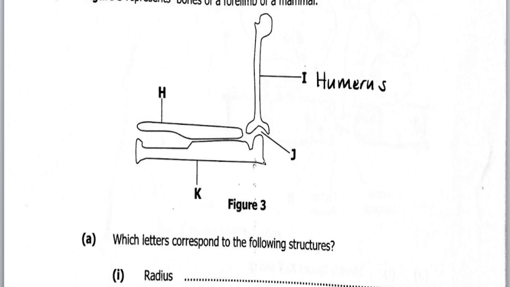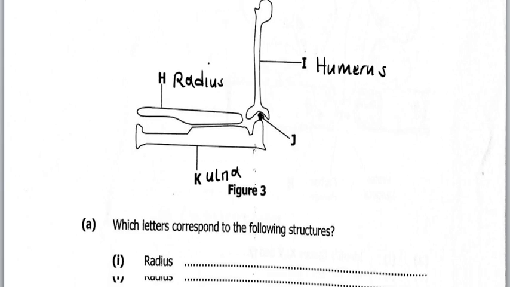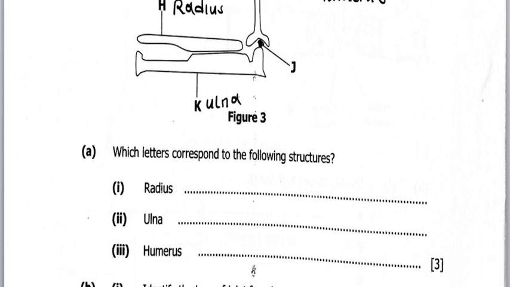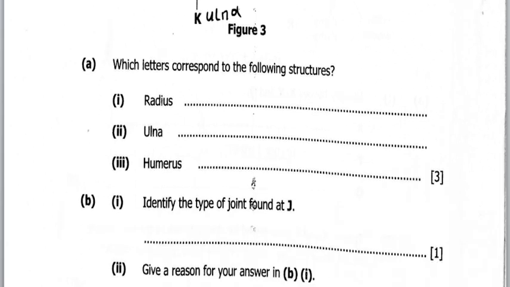Then H is called the radius. Then K is called the ulna. So these are the names: the radius, the ulna, and the humerus. J here is a joint. So now we've identified that the radius is H, the ulna is K, the humerus is I. Identify the type of joint found at J.